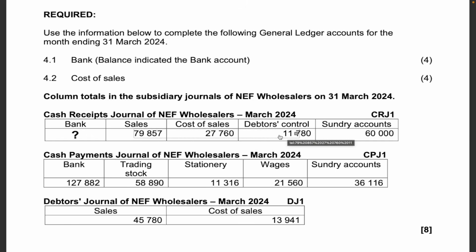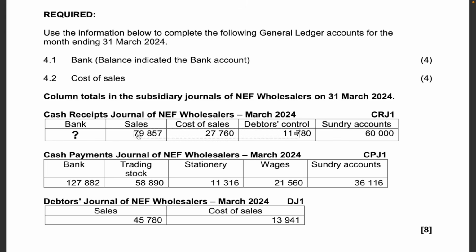And then debtors control is definitely part of money that we've received. We've received 11,780 rand from those to whom we sold on credit. We could have sold to them in March or even in previous periods, February or even earlier. Okay, and then the sundry account, 60,000 rand is what was received. We don't know what it was for, because they didn't give us the actual accounts here, so that's fine.